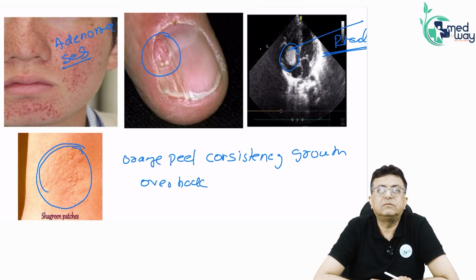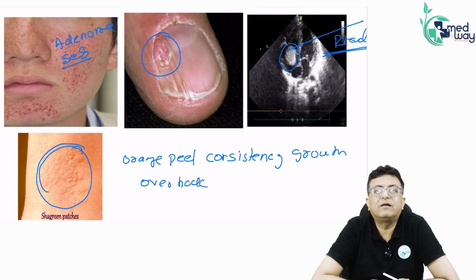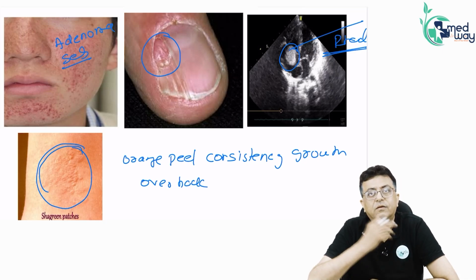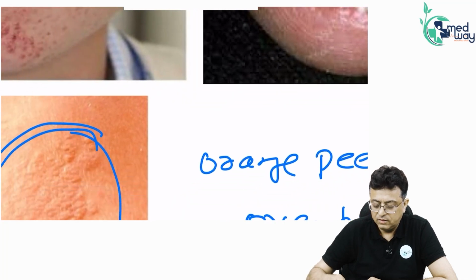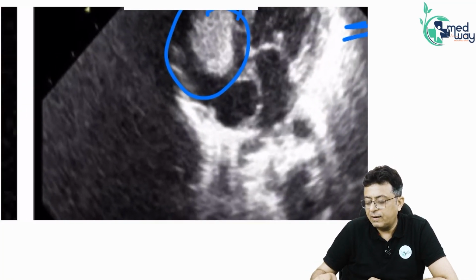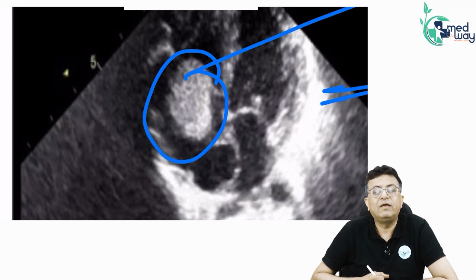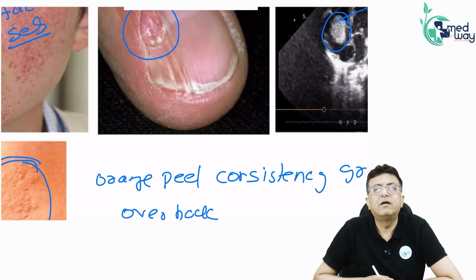Adenoma sebaceum, shagreen patch, periungual fibroma. Shagreen patch is an orange peel consistency growth over the back. Periungual fibroma, you see here. This is orange peel consistency growth over back. This is rhabdomyoma. In the LV septum, an echogenic mass is attached, and these red colored nodules over the face are adenoma sebaceum. So this is tuberous sclerosis.